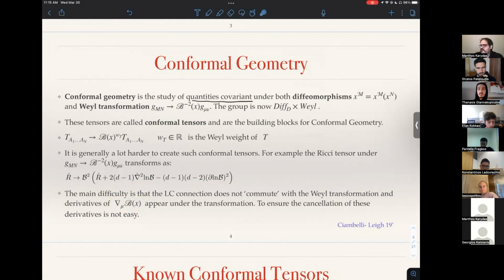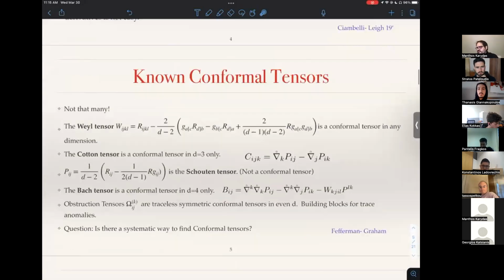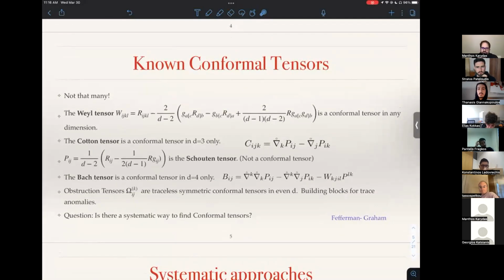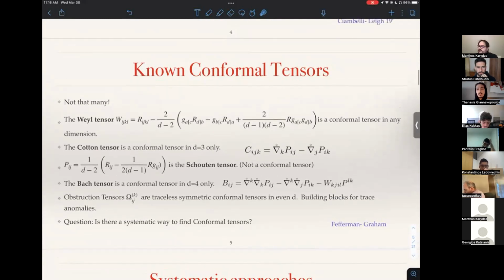Okay, then what are the known conformal tensors so far? There are not that many. This is not a complete list that I have here, but there are not that many known generally. The most important one is the Weyl tensor, I would say, which is basically the analog of the Riemann tensor for conformal geometry.